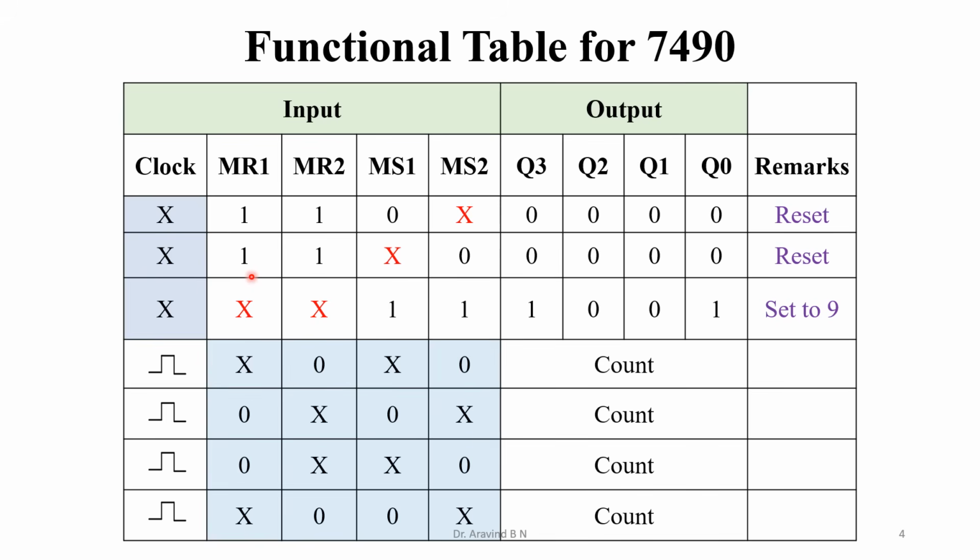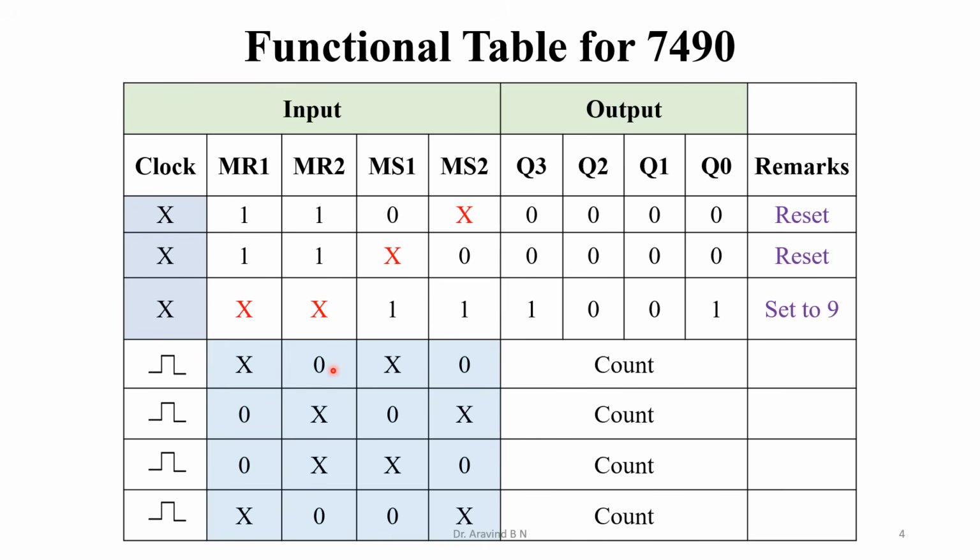Then, once again, there is the same combination, but the don't care position has changed. In this case also, this is a reset state. Now, MR1 and MR2 are don't care. Both MS1 and MS2 are equal to 1. So this is called master set. Set means set the output to the highest value. Since this is a decade counter, the highest value is 9. Therefore, the output will be set equal to 9, that is 1001. So set to 9.